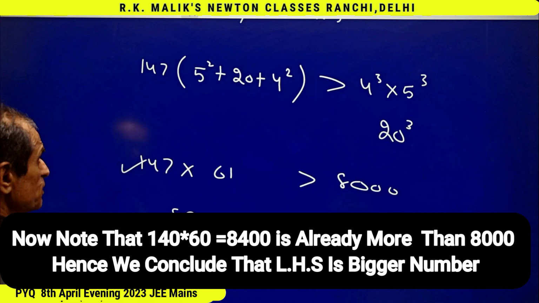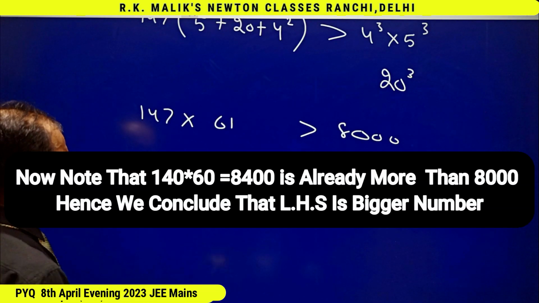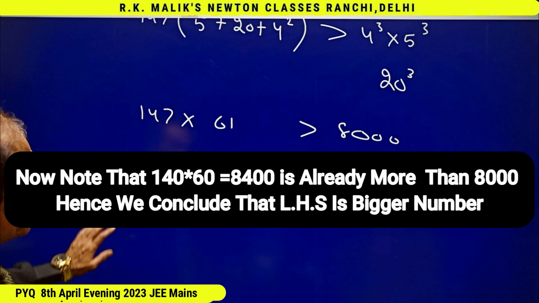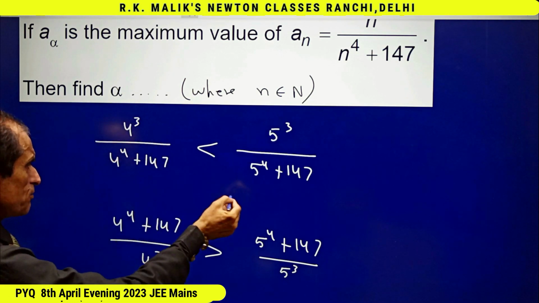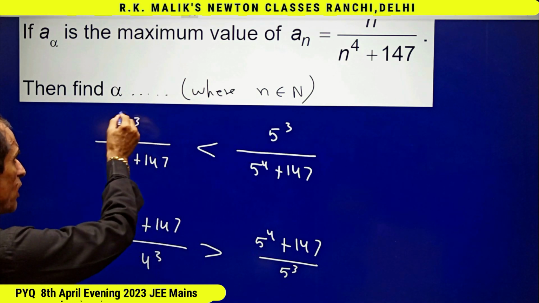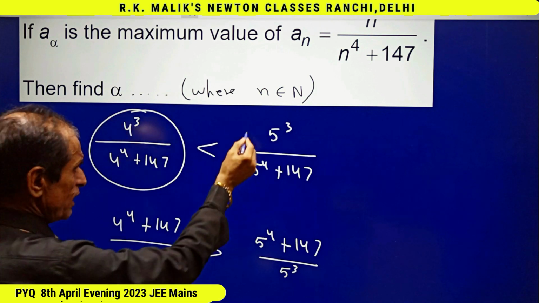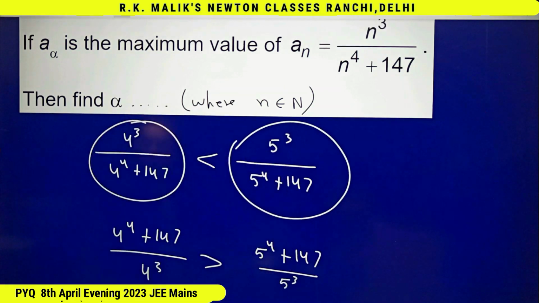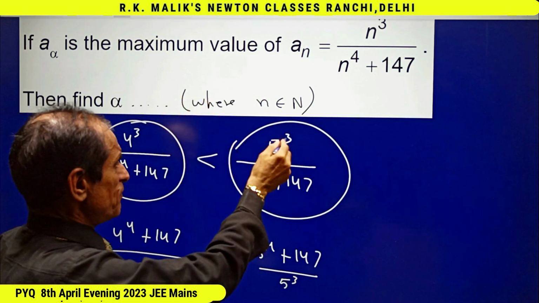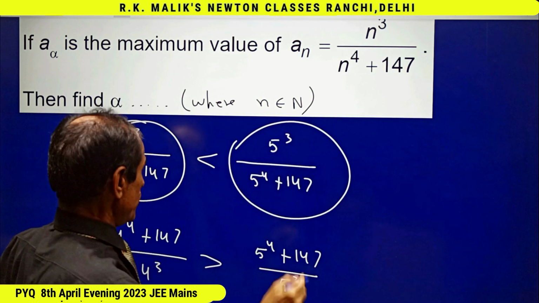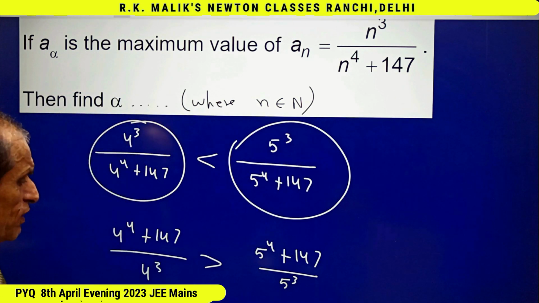Means this is bigger. Means I am reaching at correct conclusion. It means whatever I had supposed was correct, therefore I can say this is smaller and this is bigger. Hence I can say an is maximum for n equal to 5. Therefore the value of alpha is 5.